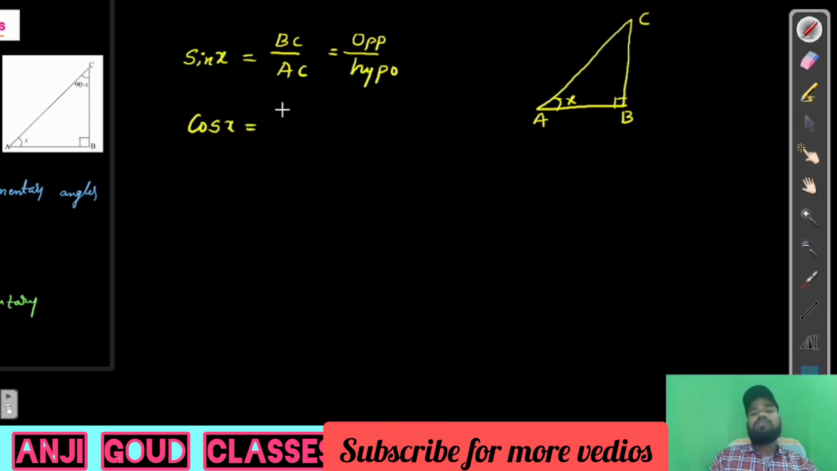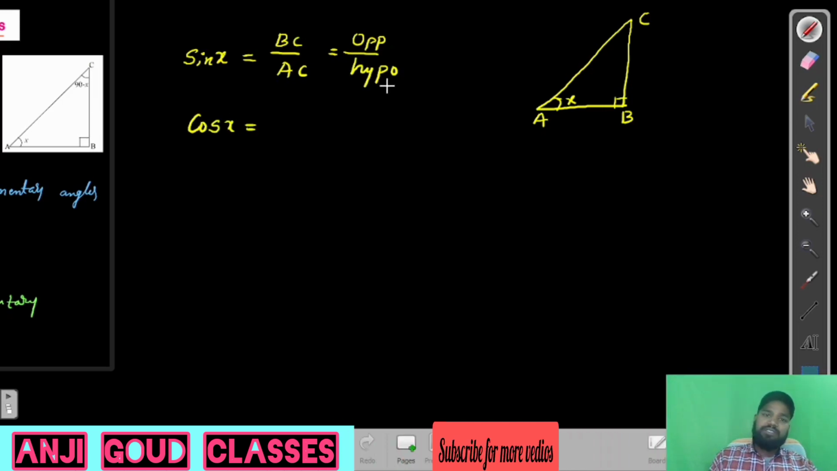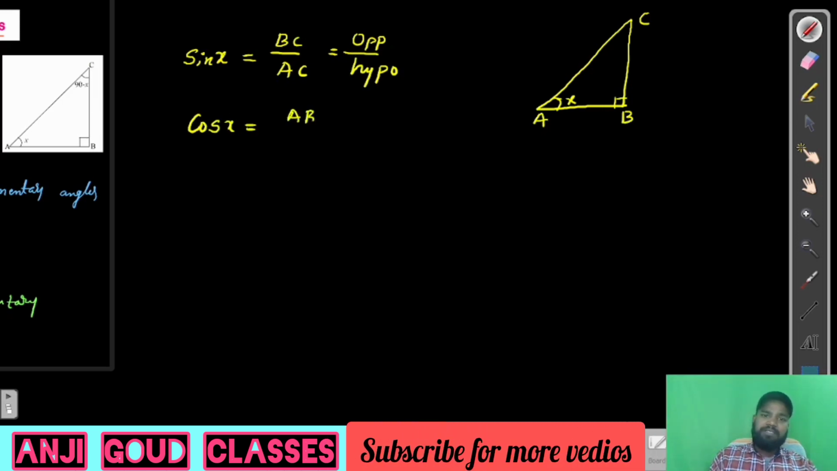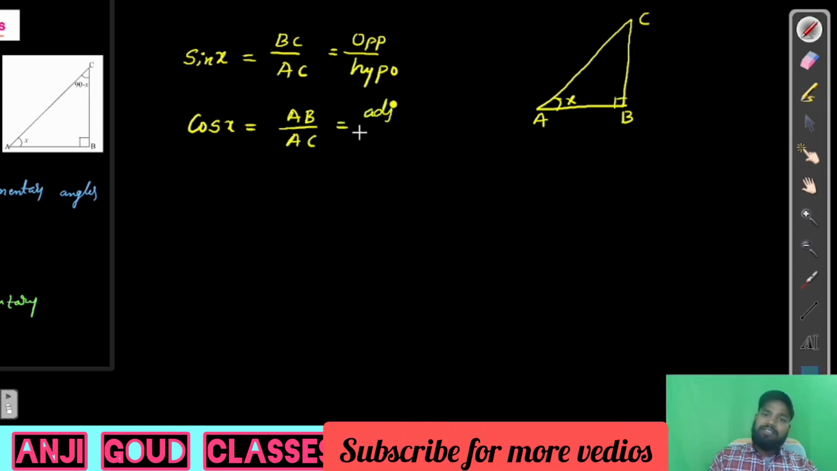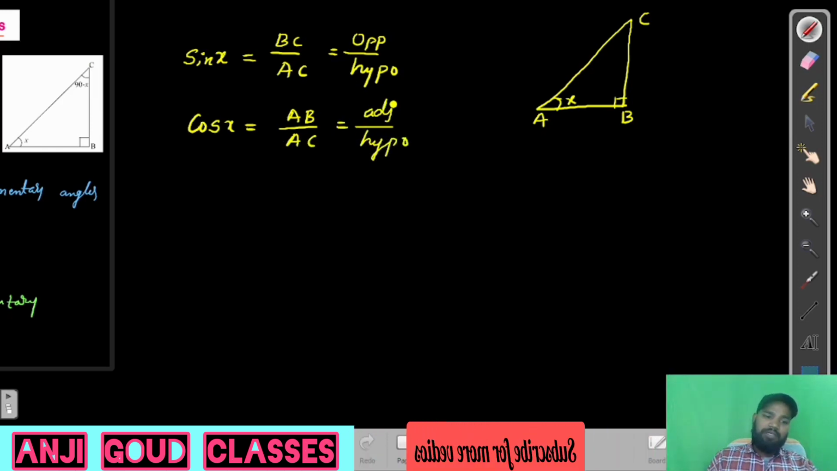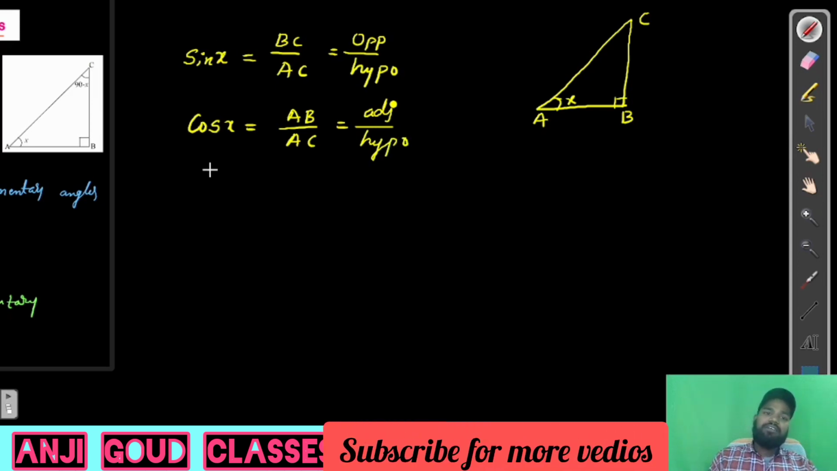Next, cos x. What is the cos x formula? Adjacent by hypotenuse. Adjacent is AB. AB by, what is hypotenuse here? AC. So it is adjacent by hypotenuse. Am I clear? Next, sine completed, cos completed.